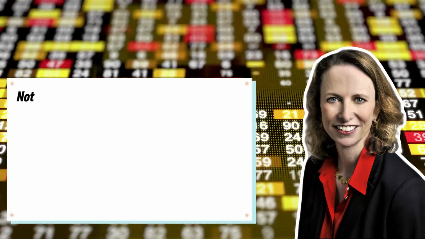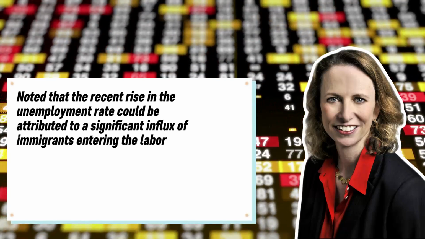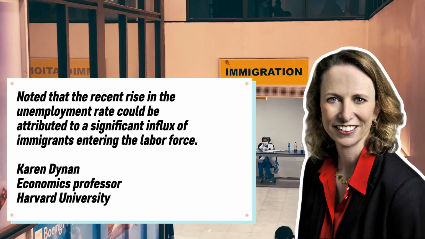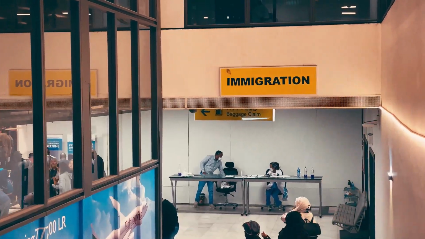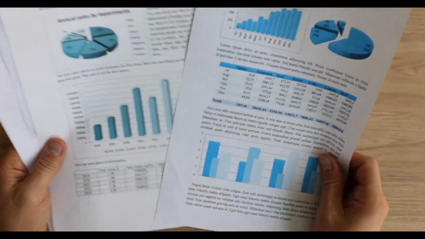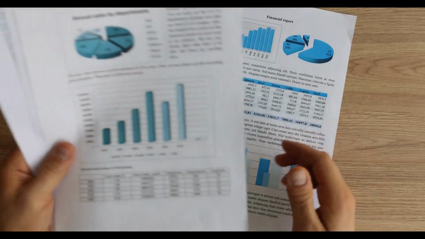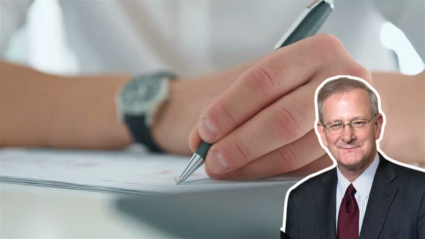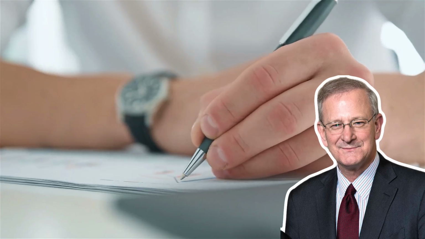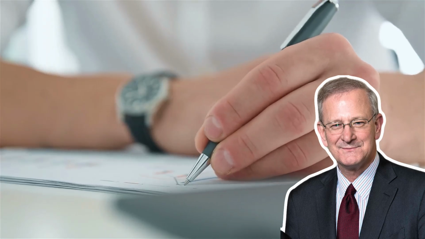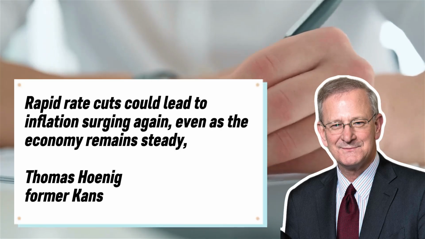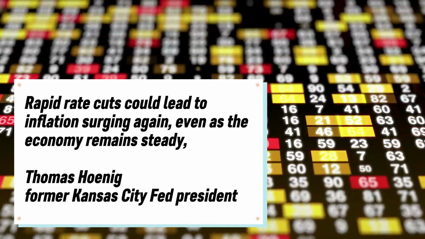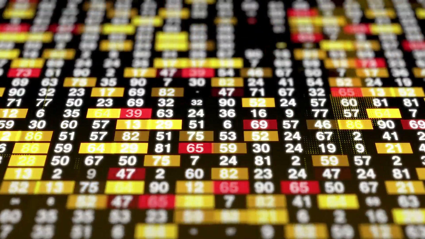Dinan also noted that the recent rise in the unemployment rate could be attributed to a significant influx of immigrants entering the labor force. However, some experts have cautioned that the bond market's behavior indicates concerns about a potential recession. Thomas Hoenig, a former Kansas City Fed president, expressed his unease, stating that rapid rate cuts could lead to inflation surging again, even as the economy remains steady.